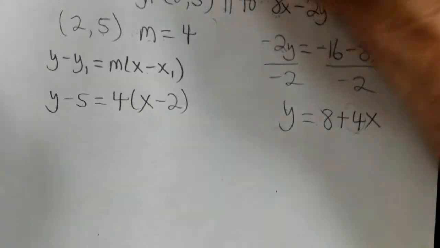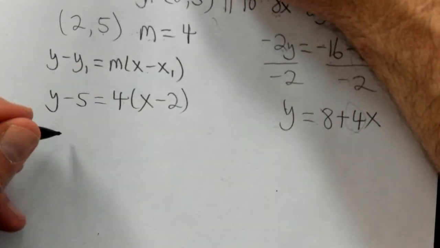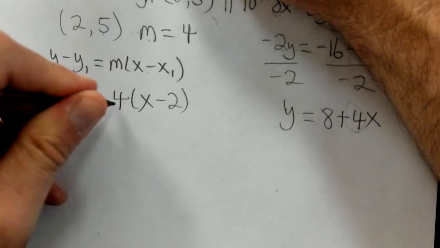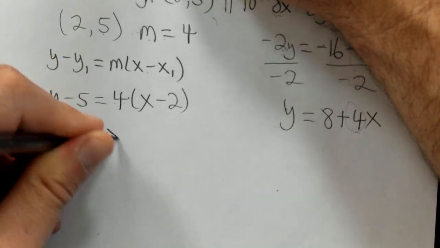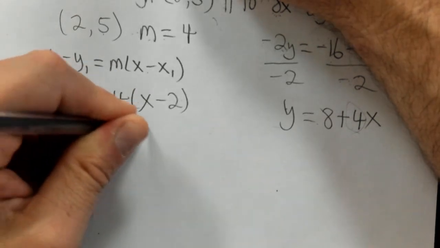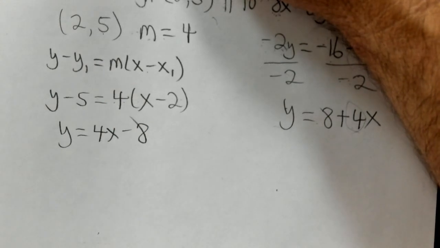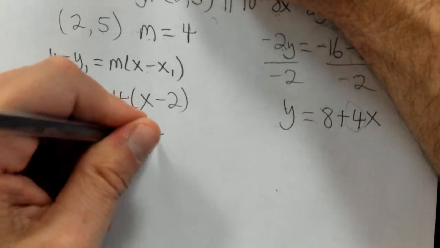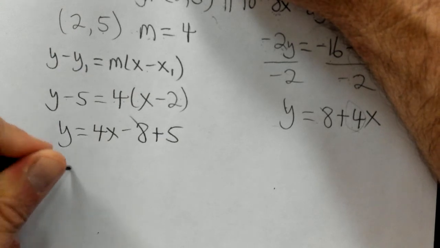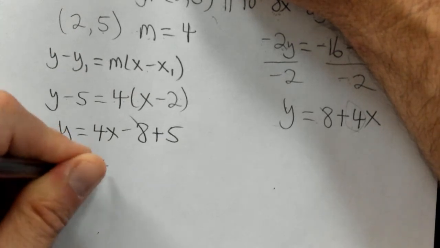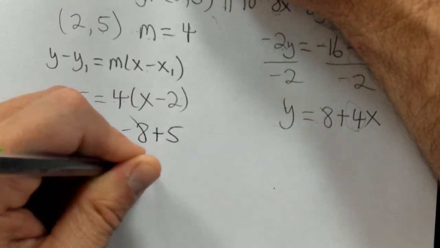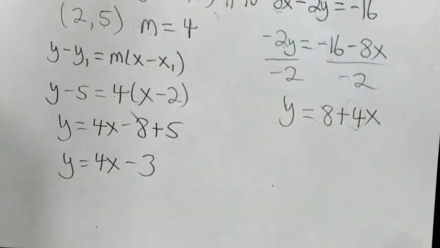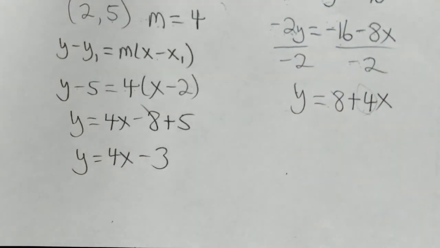And so from here, move the 5, distribute the 4. So y equals 4 times x, 4x, 4 times negative 2, negative 8. Don't forget that your minus 5 is coming over and changing to plus 5. And so when that happens, we'll have 4x minus 3 when I put those together. And that is going to be your answer. All right?